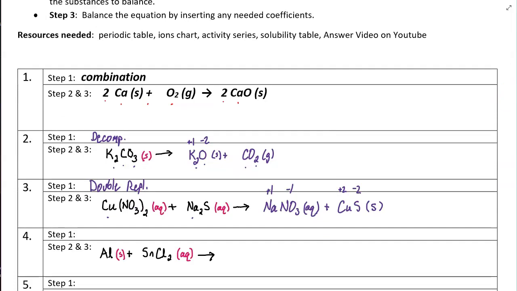Step 3, balance this equation. On the left side, there's 2 nitrates, so we need 2 nitrates on the right side of the arrow. We can put a 2 right here. In turn, that makes 2 sodiums. On the left side, there is 2 sodiums. On the left side of the arrow, there's 1 Cu, and on the right side, 1 Cu. There's 1 S on the left, and there's 1 S on the right. The equation is balanced by inserting a single 2 in front of the sodium nitrate.